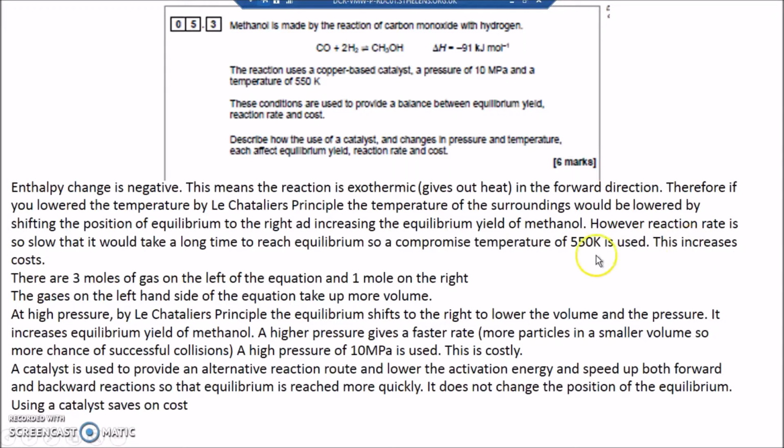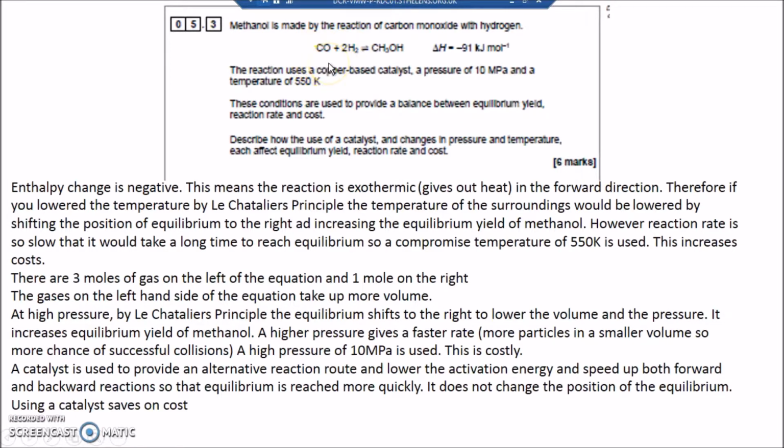So by using a higher temperature, that's going to increase the cost compared to using a lower temperature. Now there are 3 moles of gas on the left hand side, 1 carbon monoxide and 3 hydrogen, making 1 mole of methanol. So the gases on the left hand side take up more room, so they've got a higher volume of gases on the left hand side.